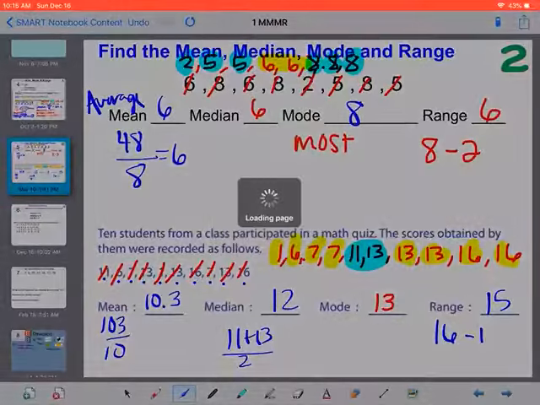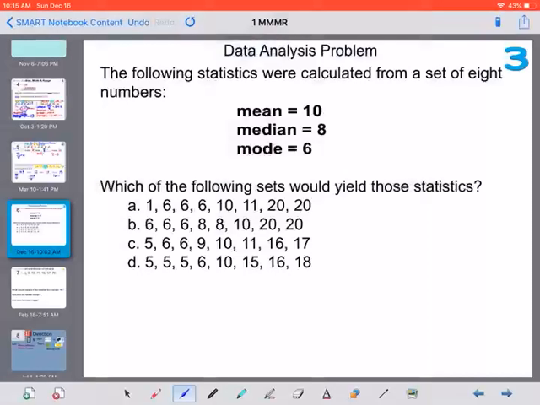Let's flip over to the back side. It says data analysis problem. The following statistics were calculated from a set of 8 numbers. Which of the following sets would yield those statistics? Yield means produce, or would give us those statistics. So I would first start off with the easiest ones that there are to find.